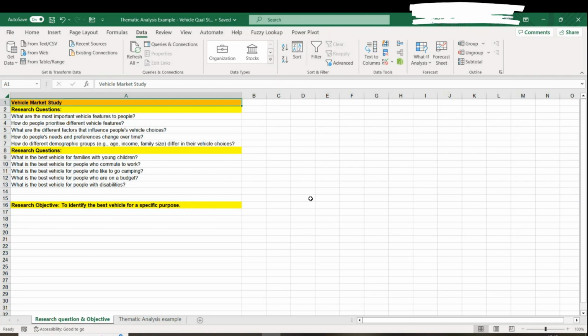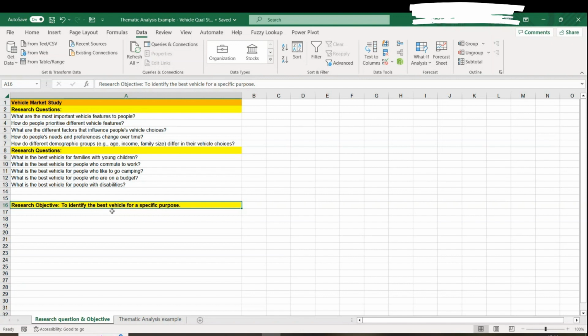Okay, so this is an example of a study. It's a vehicle market study, and you would then probably have a different study that you'll be doing. And then here, as you can see, we have a set of research questions and another set of different research questions. But the overall objective of the study might be to identify the best vehicle for a specific purpose. Obviously, the specific purpose will change based on the actual study.